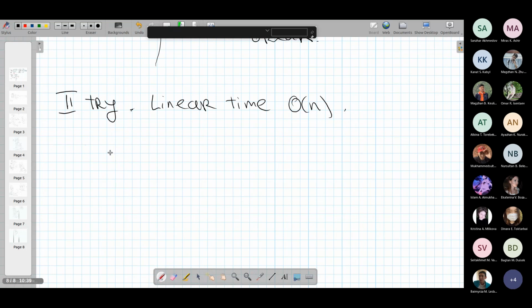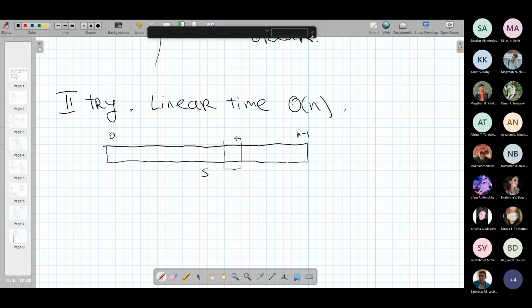So the algorithm is quite tricky, but it is beautiful in some sense. What we're going to do is start with the string s. This is our string s, with position 0 here and position n minus 1 here, and let us assume again that we are at position i.